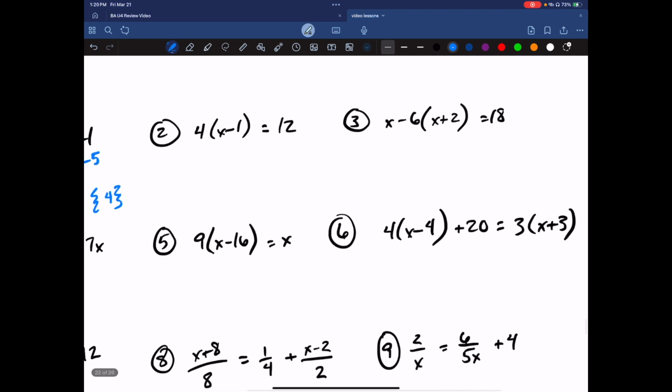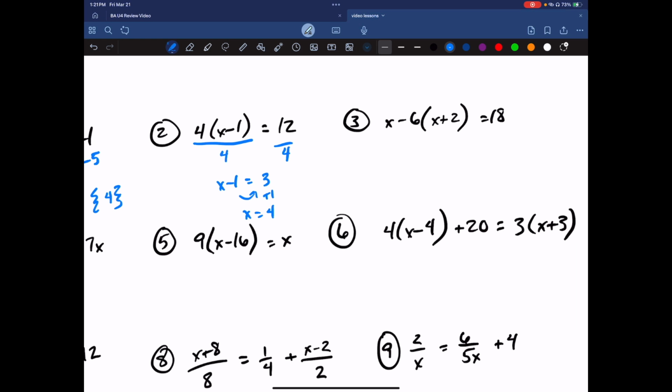Now, when you get to number two, you have one of two choices. Because 4 goes into 12, you could actually divide both sides by 4, and then that would be x minus 1 equals 3. And that's when you move the 1, it's going to be x equals 4 again.